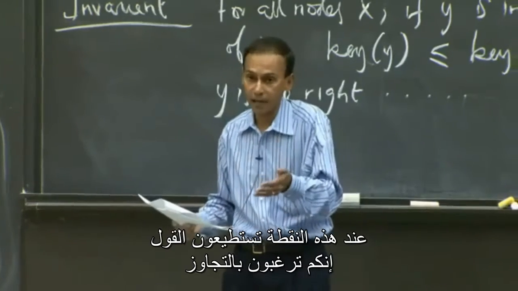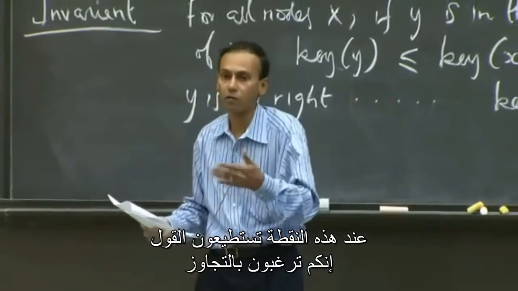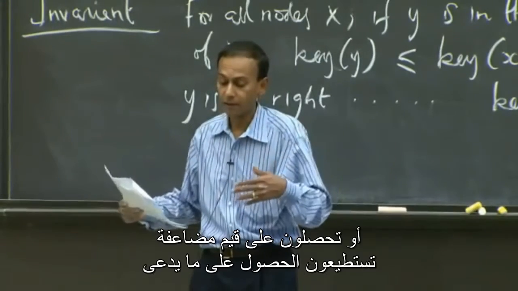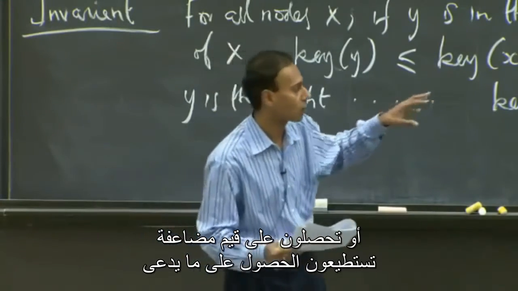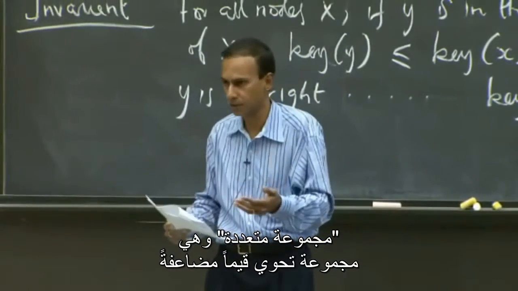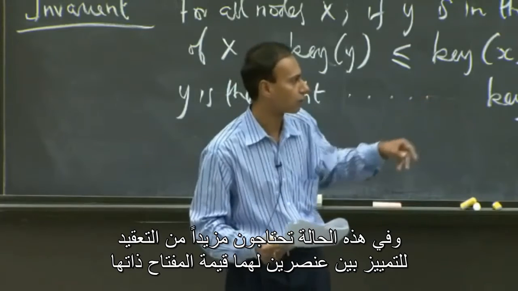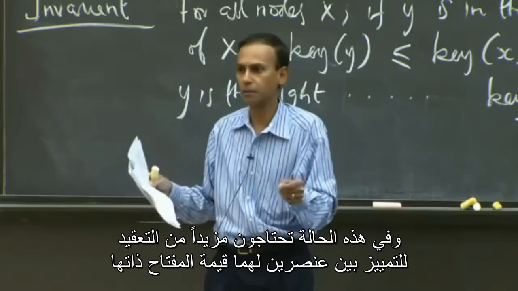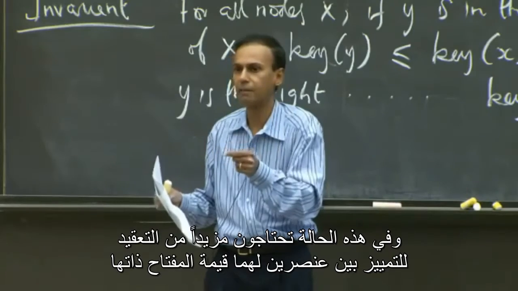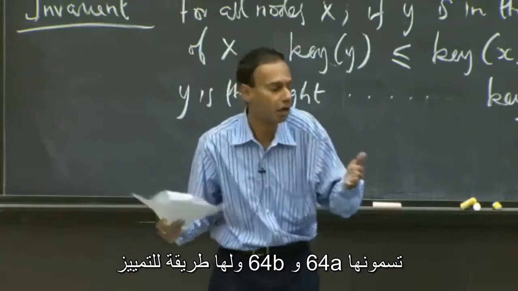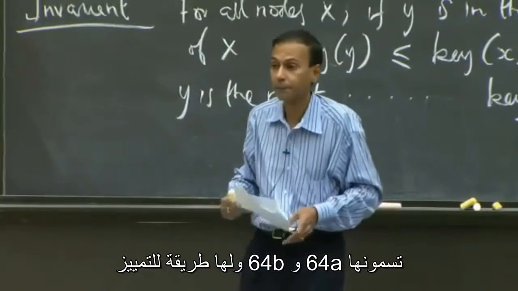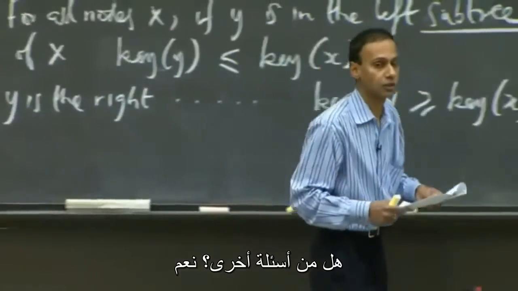At that point, you can say, I want to overwrite, or if you want, you could have duplicate values. You could have what's called a multi-set. A multi-set is a set that has duplicate elements. In that case, you would need a little more sophistication to differentiate between two elements that have the same key values, right? So you'd have to call it 46A and 46B, and you'd have to have some way of differentiating, all right? Any other questions?